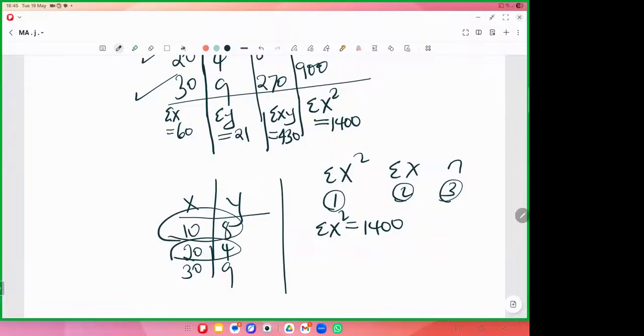Anytime I want to get any sum, I'll always press shift S sum, shift 1, shift 1. I'm interested in this sum of x, so I will press 2 and then I say equals. Don't forget to say equals. So when I press 2 and I say equals, I'm able to see 60, which is the answer I got here.